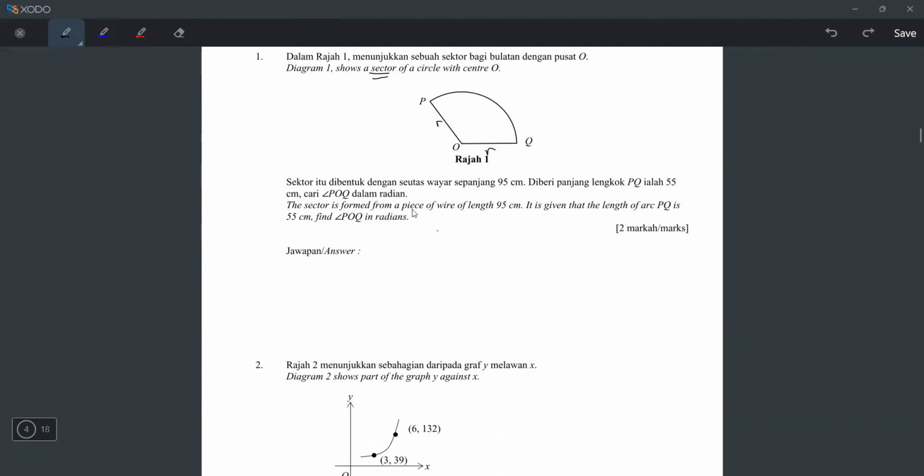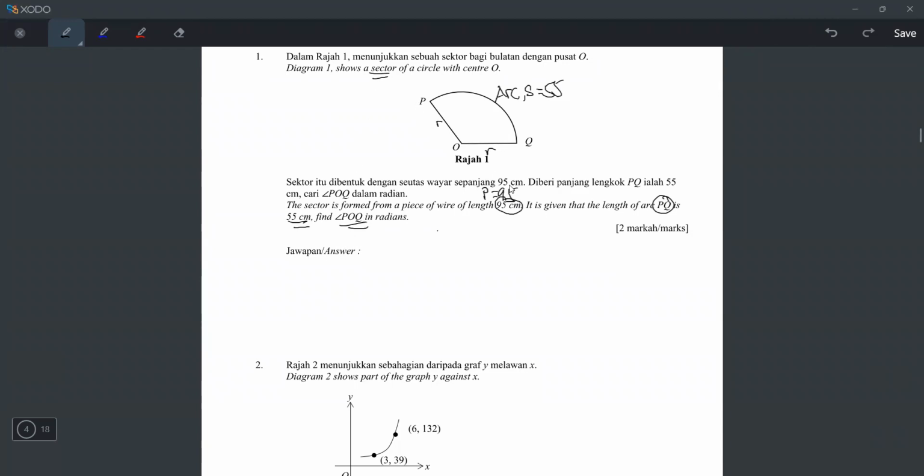The sector is formed from a piece of wire with a length of 95 cm. So automatically, I know already, this 95 cm is the length of wire. So the perimeter is 95. So these 3 lines added together is 95. It is given that the length of arc PQ is 55 cm. I think I can label this, right? So the arc, or sometimes you call it S, is equal to 55 centimeters. And then they say find angle POQ in radians.